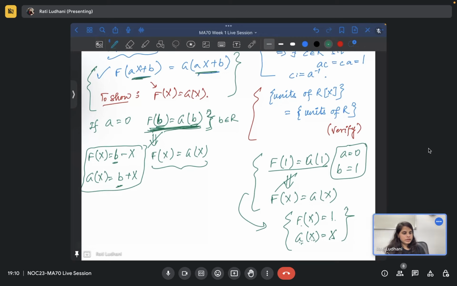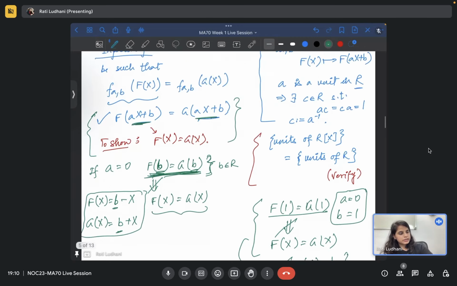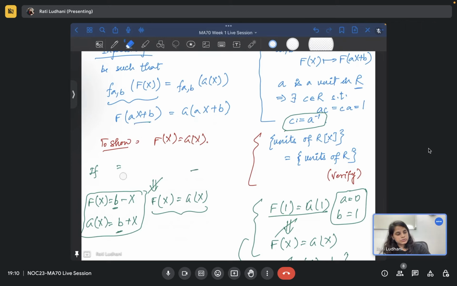So what I mean to say is that here you really need to use this property that a is invertible, a is a unit in R. So this does not always imply that f(x) is equal to g(x). So can anyone give me a proof for this?